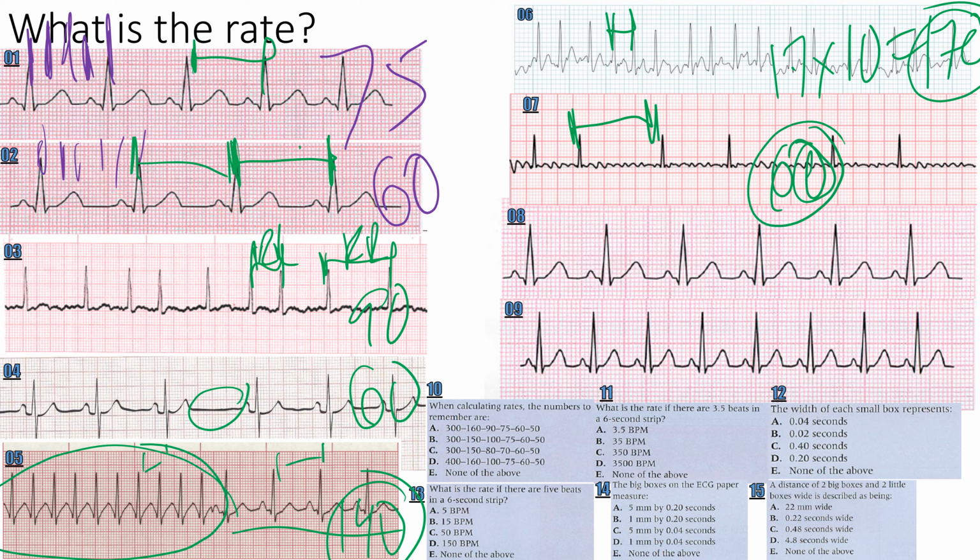Okay. Next one, regular or irregular? That's a regular rhythm. So that means we have to use what method? 300. So 300, 150, 100. 75. It's between 75 and 100, halfway, so therefore it's probably 92. I don't know, right? Let's say 92. That's my heart rate. We know it's either sinus rhythm, sinus brady, or sinus tach. So what is it? It's sinus rhythm with a heart rate of approximately 92, right?